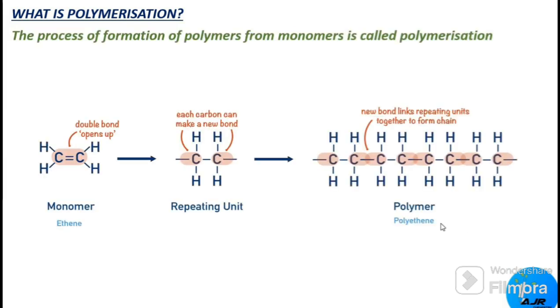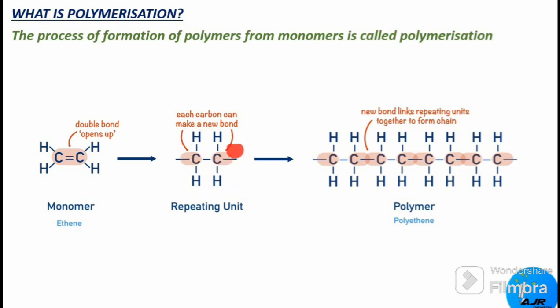Polymerization is the process of formation of a polymer from a monomer. I have taken the example ethene, CH2 double bond CH2. During polymerization, this double bond opens up and we get two new bonding sites, two new bonds. So each carbon can make a new bond.